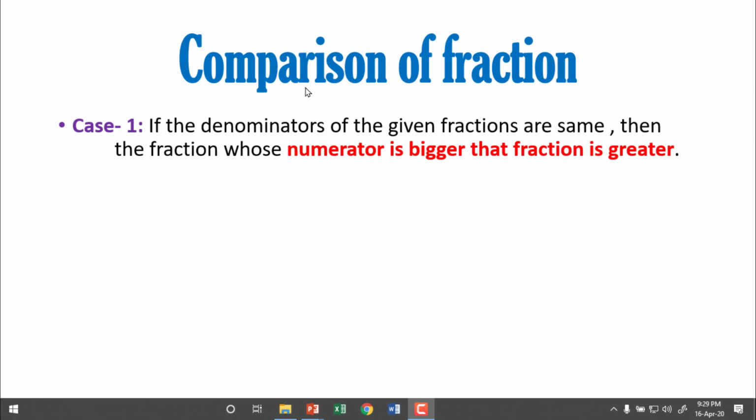Now, comparison of fractions. Which fraction is largest, which fraction is smallest? We have to learn that. Case number 1: if the denominators of the given fractions are the same, then the fraction whose numerator is bigger is greater. If the denominators are the same, the fraction with the greatest numerator will be the greatest fraction.